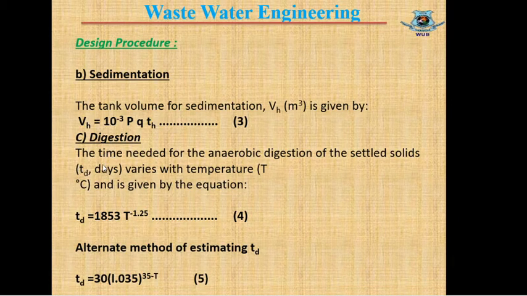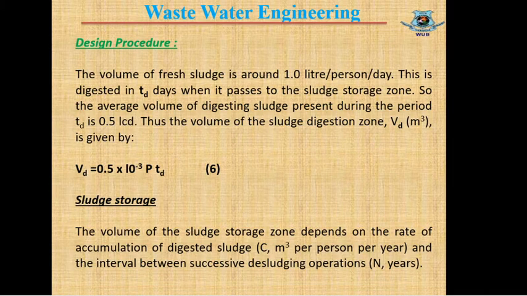Then we have to calculate the digestion time of the sludge, and we can calculate the time for digestion by these two equations. We can see it depends only on this term T, where T is the temperature in degrees Celsius. We can use any one of these two formulas to calculate the digestion time. Then the volume of sludge can be calculated using this formula.